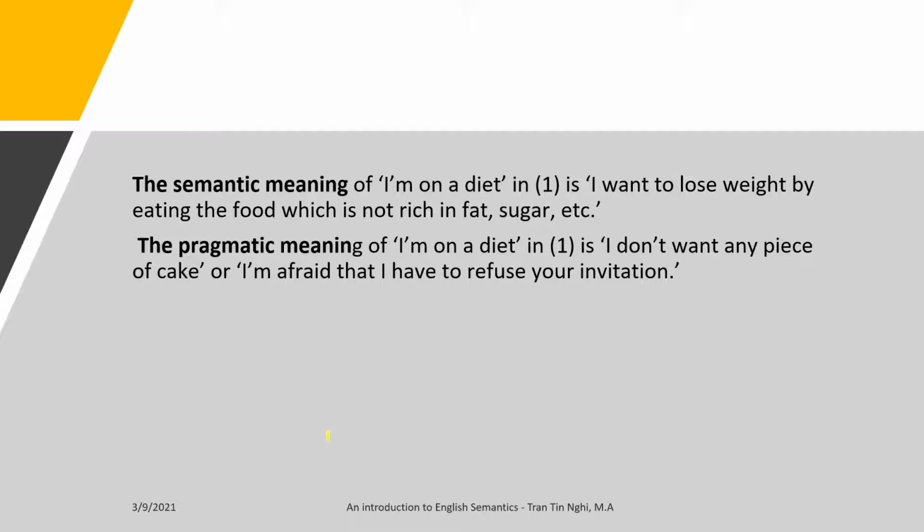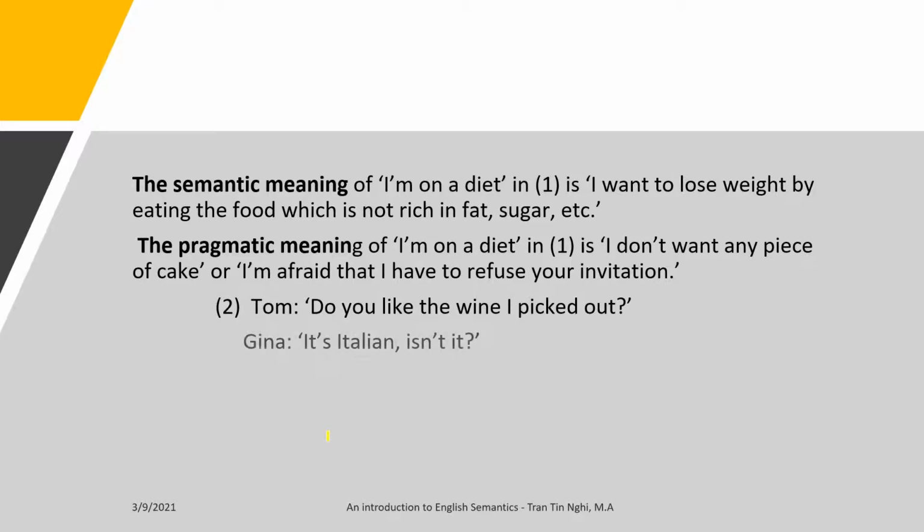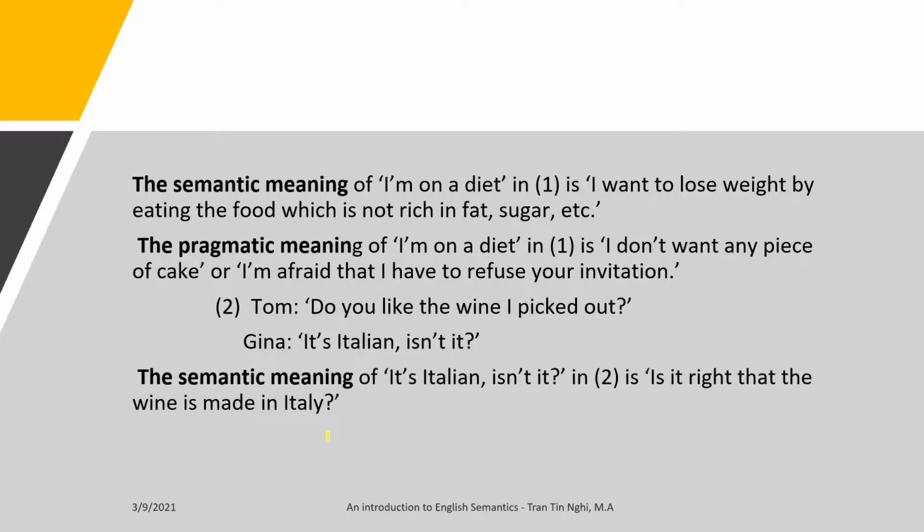Remember this one. I will take another example that may help you better understand semantic meaning and pragmatic meaning. For example, Tom said, do you like the wine I picked out? And Gainer said, it's Italian, isn't it? If I want to know the semantic meaning of the sentence, it's Italian, isn't it, I should forget the situation. Do you like the wine I picked out? I just focus on the meaning of it's Italian, isn't it. So this sentence means that it is right.